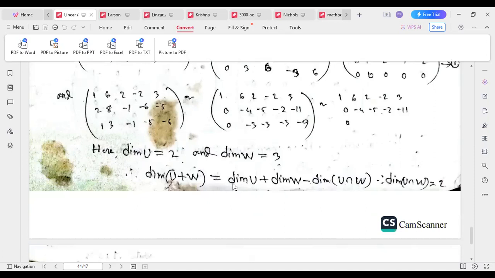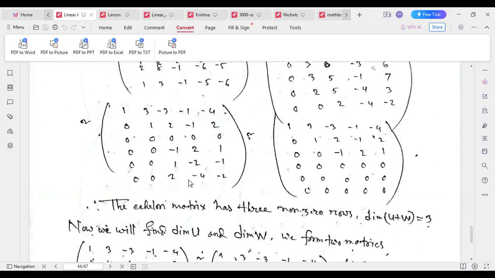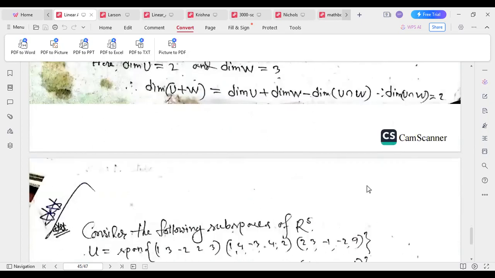From the theorem, the dimension of U plus W equals the dimension of U plus the dimension of W minus the dimension of U intersection W. So putting in these values, we get the dimension of U intersection W equals 2, because the dimension of U plus W was 3. This is why we get this.